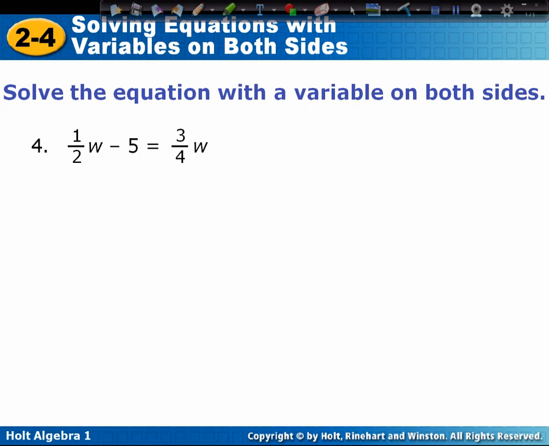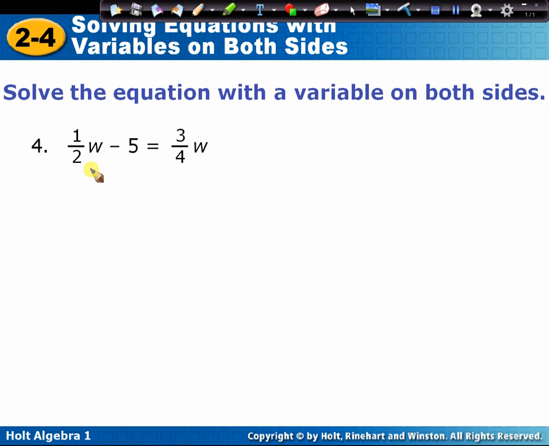If you look at this problem and we follow our steps, we look for parentheses. We look for like terms on either side of the problem. We don't have any parentheses. We don't see any like terms on this side of the problem. We don't see any like terms on this side of the problem. Now we do have a variable on both sides. We have a W here and a W here.